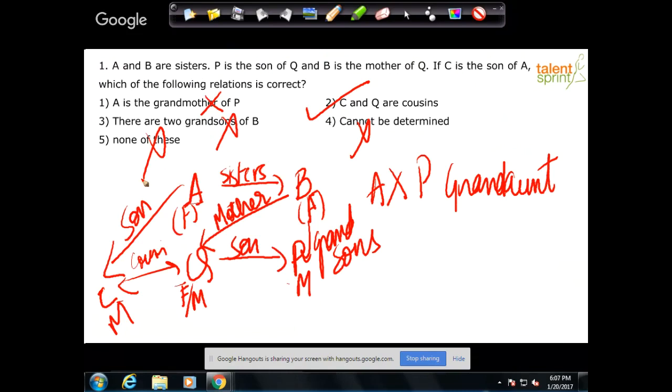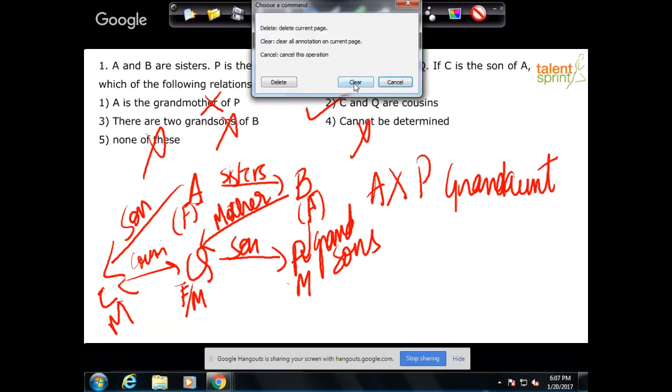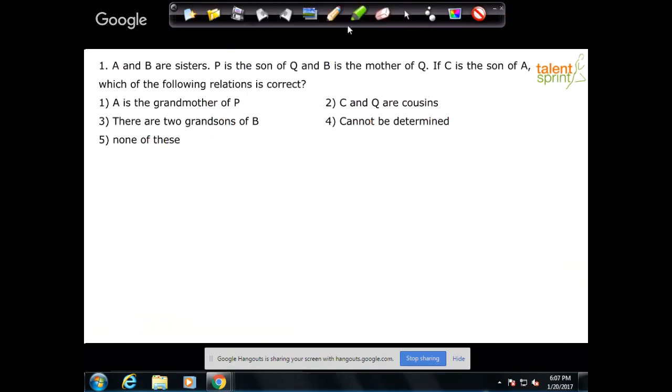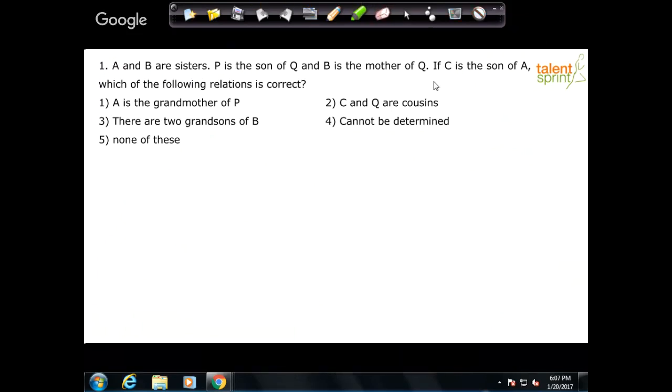I am going to remove the chart, the map that I have plotted out for you. I would request all of you to once again plot the map and see if you have actually understood why this is the answer. Take about 30 seconds and see why. So Vinay, yes, you have reached the correct answer. C and Q are cousins. They are related to each other by virtue of being cousins.